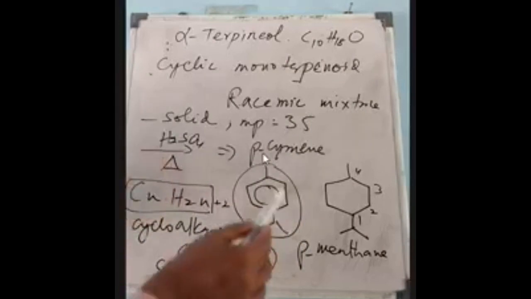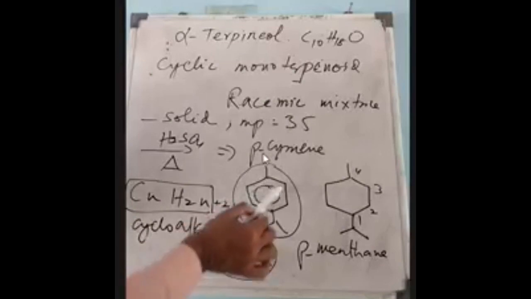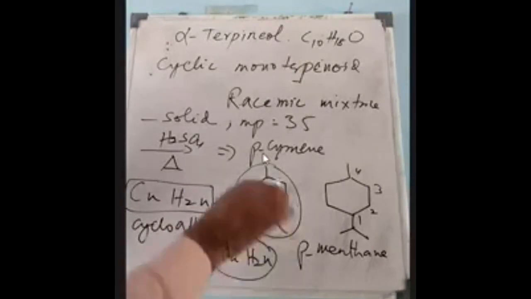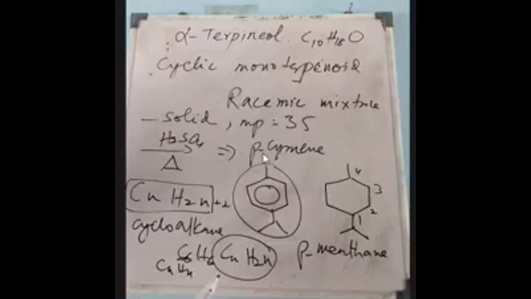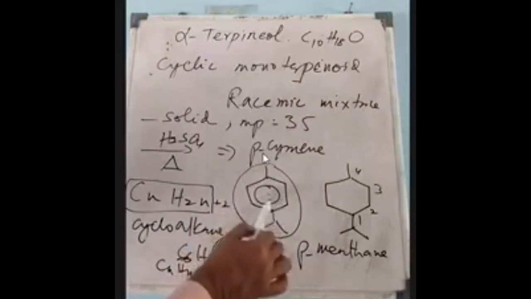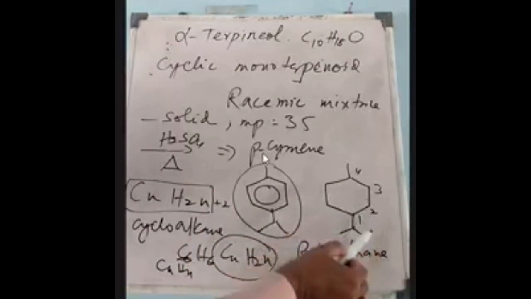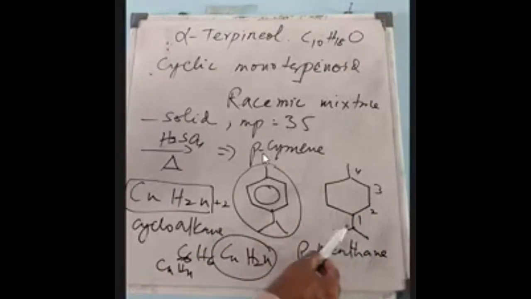When the hydrogen and carbon content was determined, it obeyed the formula CnH2n, which does not correspond to an aromatic compound. It means the basic structure is this one, but actually it is saturated, not unsaturated. If you make this compound saturated, paramenthane is obtained. Sometimes students get confused.